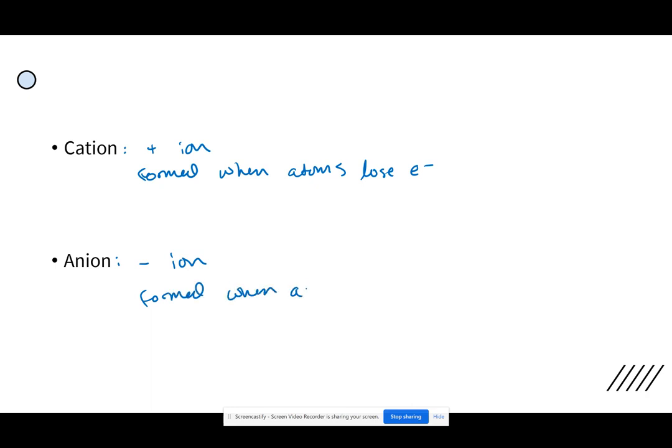when atoms gain electrons. So just to be clear, it's not like electrons are floating around and an atom's like, I want to be an anion, and takes an electron. If an atom's losing an electron, what's actually happening is it's being donated to another atom, and this is how we get ionic bonds, which we will get into later.